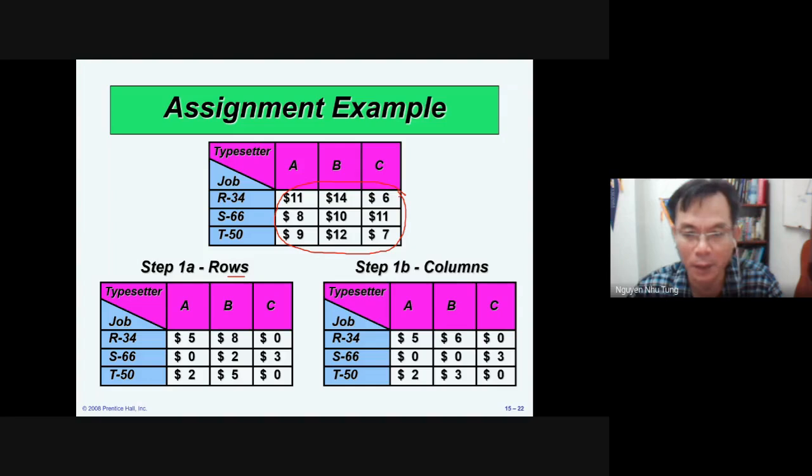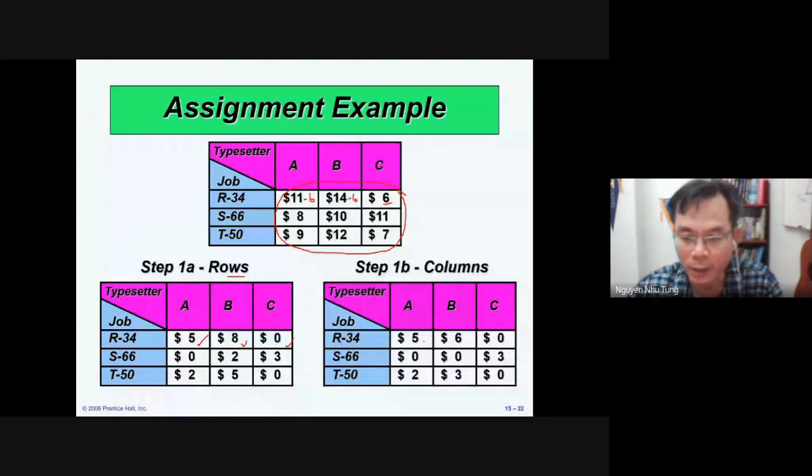The smallest number is 6. You subtract 6 from all of the numbers on row R34: 6 minus 6, 11 minus 6, 14 minus 6. And you can see the result in the table for step 1A. After you finish step 1A, you take step 1B, column subtraction.